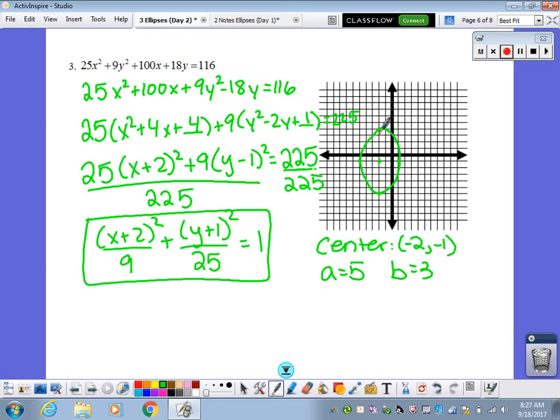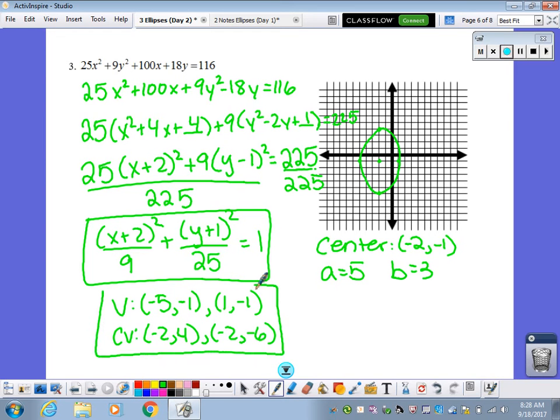So let's record our vertices and our co-vertices. Our vertices would be -5, -1, and 1, -1, and our co-vertices are -2, 4, and -2, -6, which you can see easily that we graphed here.